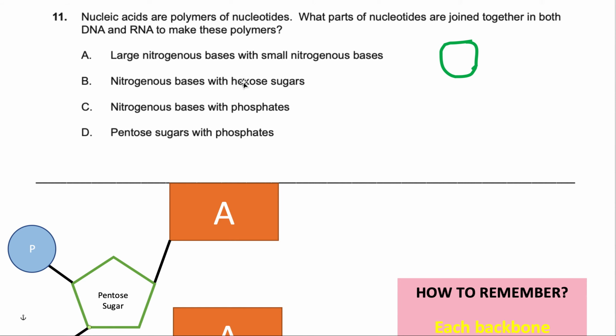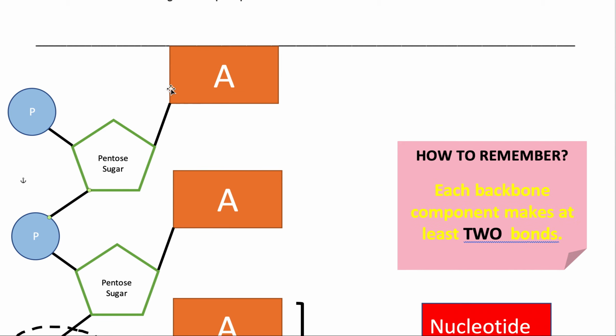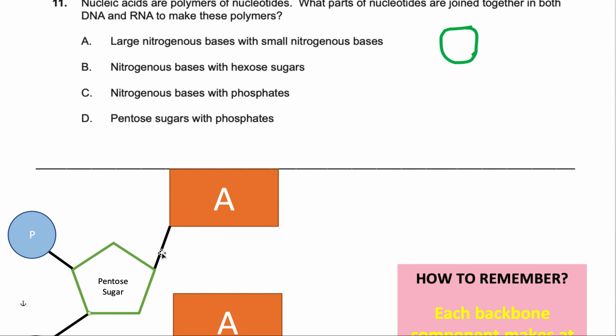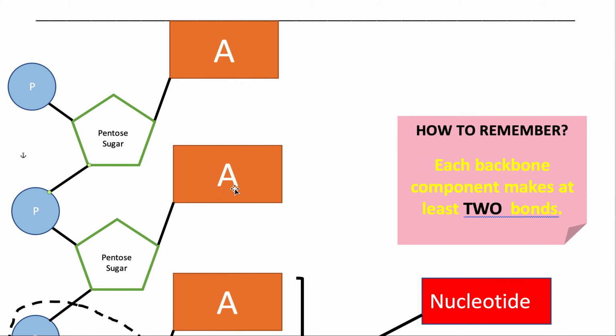B: nitrogenous bases with hexose sugars. They're saying this bonds with this to link them together. That's not true. This bonds with this to keep one nucleotide together, not more of them. They're caring only about the bond that connects one nucleotide to the next. So definitely it's not B. C: nitrogenous bases with phosphates. So they're saying the bases bond with the phosphate groups. In no scenario does the base ever bind with the phosphate group. That never happens.